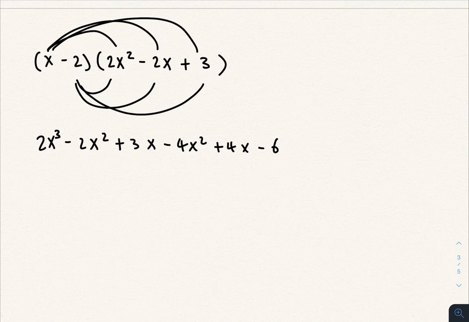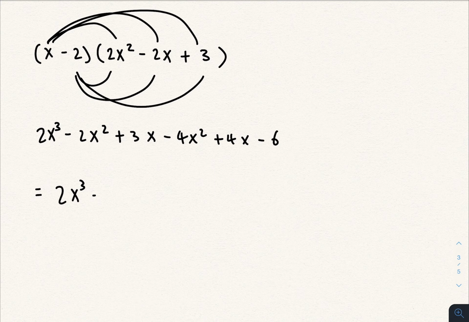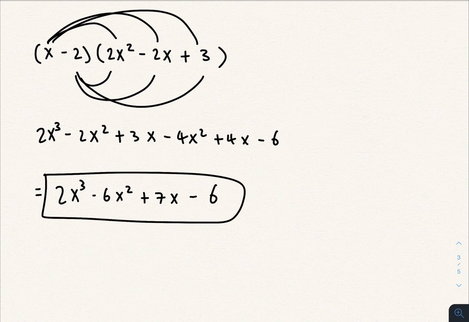Now you want to combine like terms. There's no like term that has x cubed, so we write that. Negative 2x squared minus 4x squared is negative 6x squared. 3x plus 4x is 7x. And then negative 6 is the only number, so write that there. So that would be our answer.